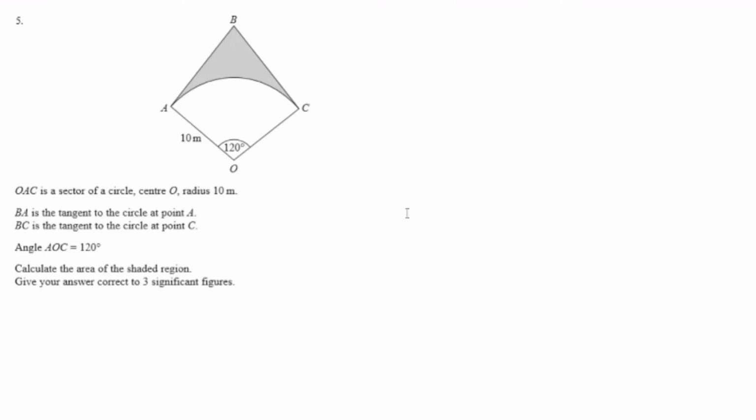Right, so just looking at the diagram now. We're starting with a quadrilateral OABC, within which is then the sector of a circle. The centre of which is O, so this angle here, the 120, that would be our theta, and OA is our radius. This also makes OC our radius, so we can just label that as 10 metres as well.